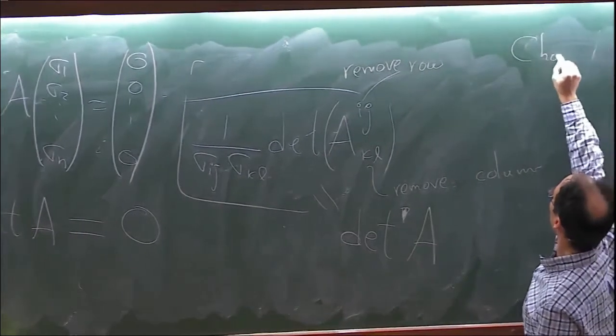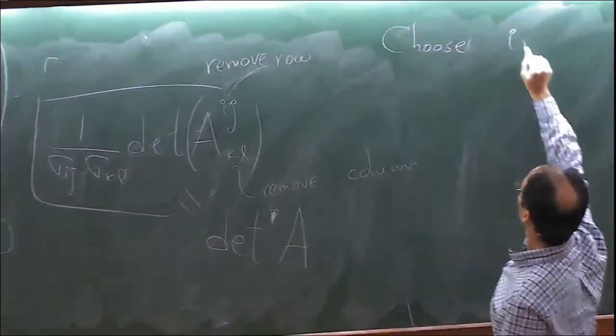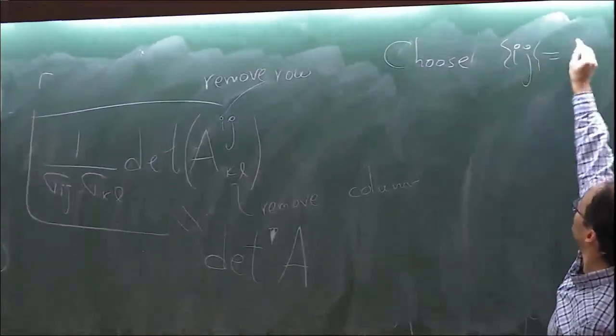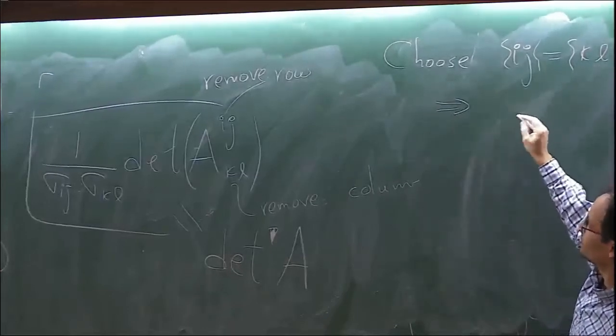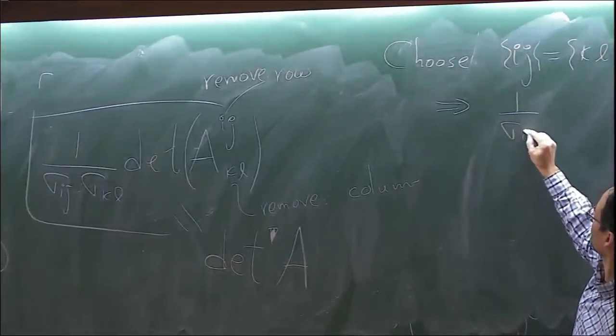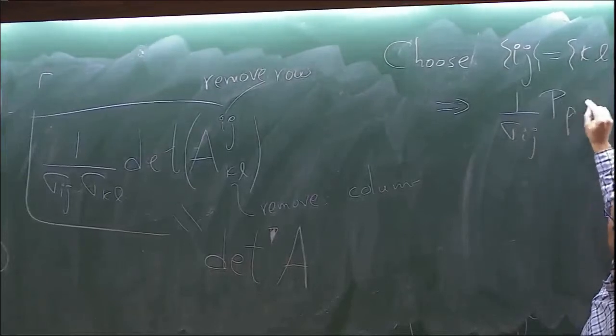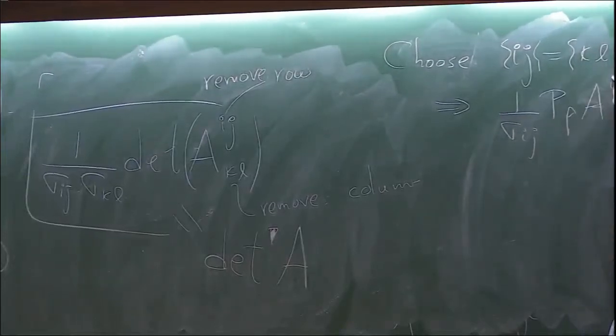So, choosing ij as a set to be the same as KL implies that we can define this object. We can still compute the Pfaffian of this object, and this is independent of the choice. And this is something we're going to call the Pfaffian prime of the matrix A.